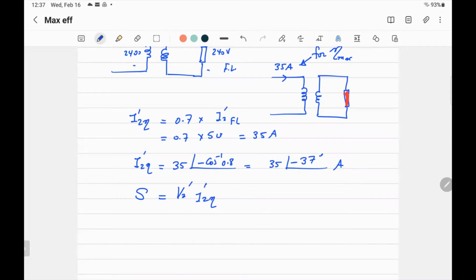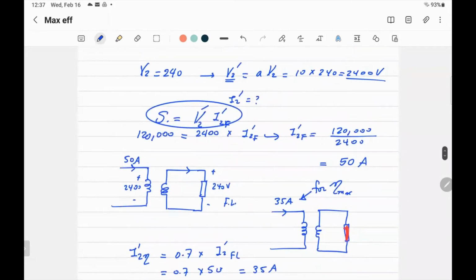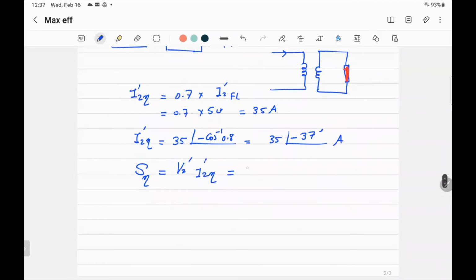Now the voltage times the current that causes maximum efficiency, call it S efficiency, to distinguish between this one, S full load. So the voltage doesn't change. V2 dash is equal to 2400 times the current for maximum efficiency, equal to 35. I'm calculating only the apparent power, I don't have to use the angle. So what we got is 84,000. That's the answer for the first one. To get the maximum efficiency, the load should have apparent power equal to 84 kVA.